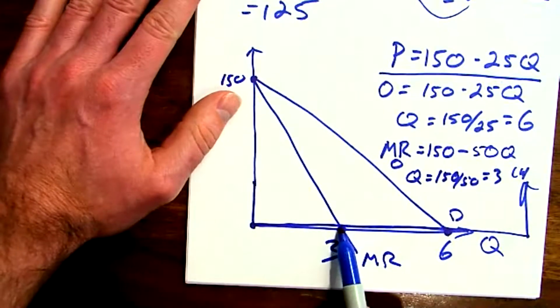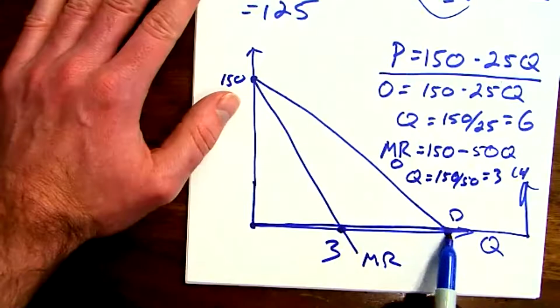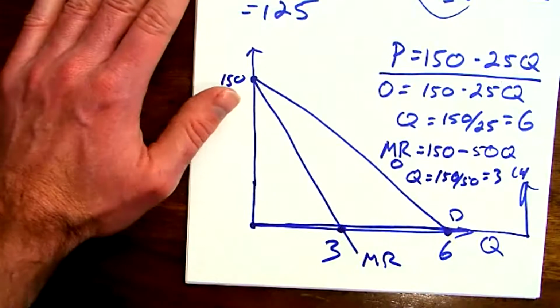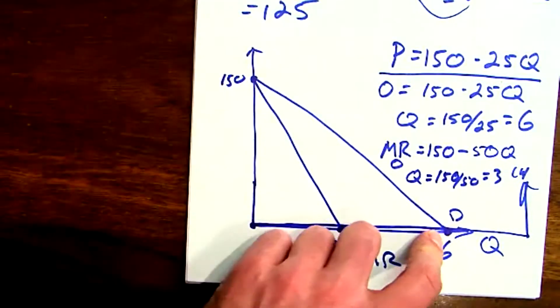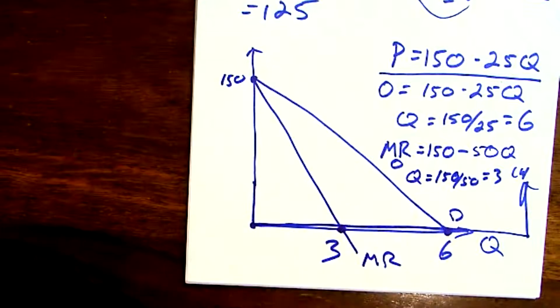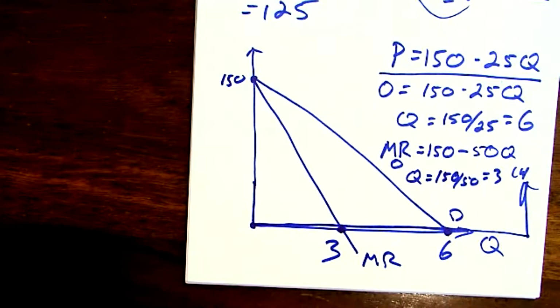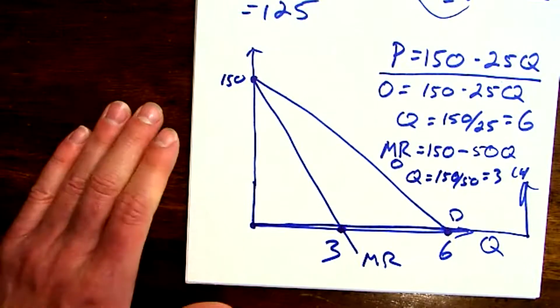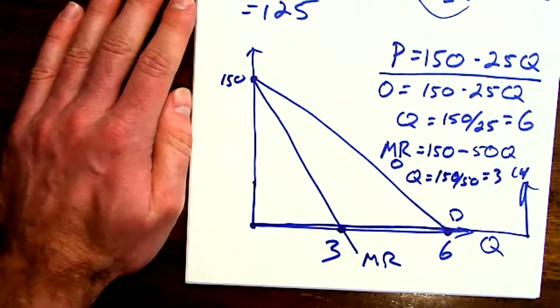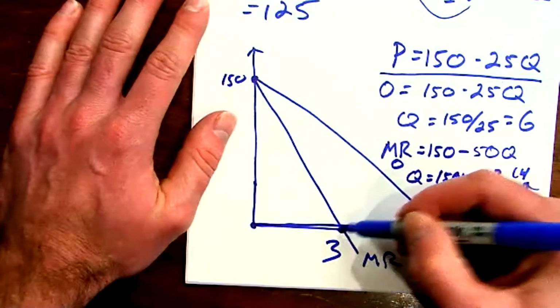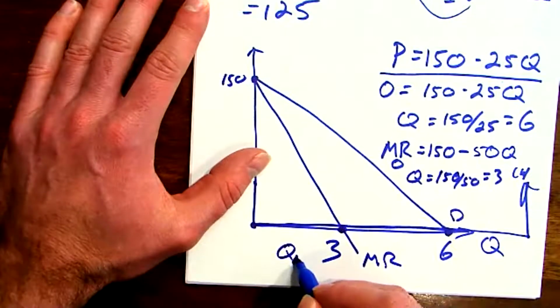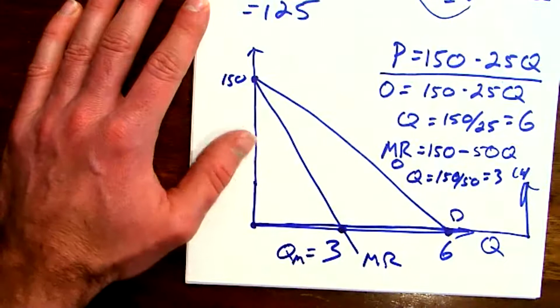the point where the marginal revenue curve hits the x-axis will always be half of whatever the demand curve hits the x-axis at, right? Just by the byproduct of having it be linear, and that the marginal revenue curve is twice as steep if we're dealing with a linear demand curve. Okay? So we now know that the quantity that the monopolist will choose is 3.